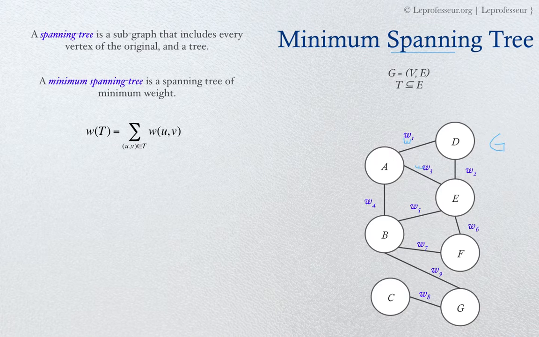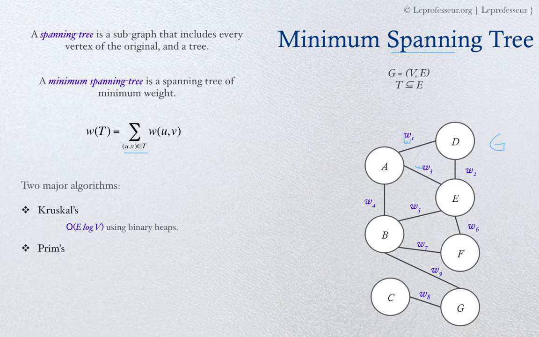And the total weight of a spanning tree is nothing but the weight of all the edges which belong to this spanning tree. That becomes the weight of a spanning tree. Good. There are two major categories of algorithms for finding a minimum spanning tree from a graph: Kruskal's algorithm and Prim's algorithm.